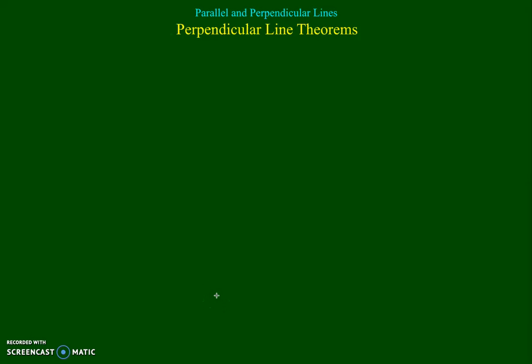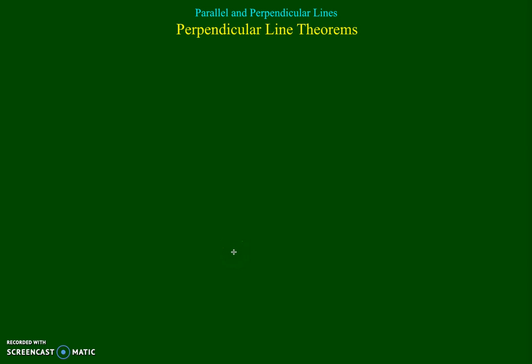This is part 6 of the series Parallel and Perpendicular Lines. In the last part, we discussed parallel lines and transversals. We looked at how to determine if two lines are parallel if cut by a transversal. In this part, we're going to begin by looking at the different perpendicular line theorems.